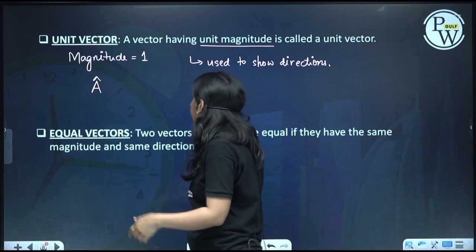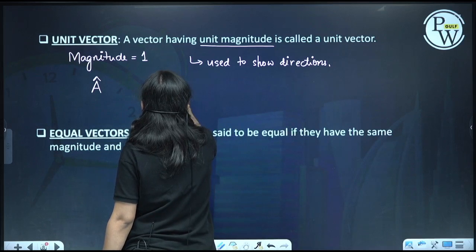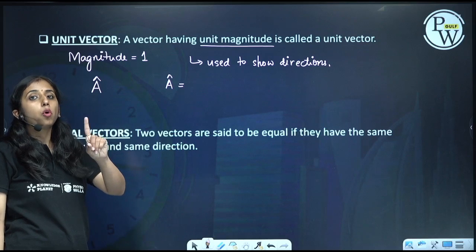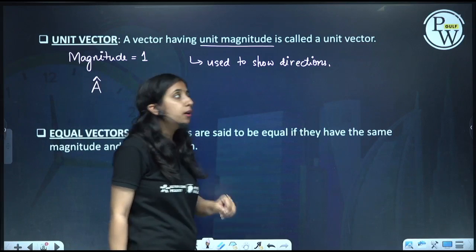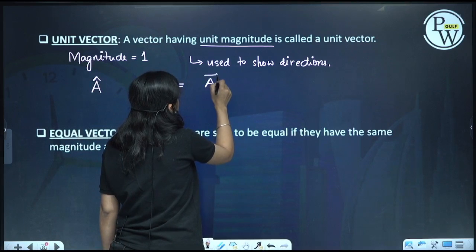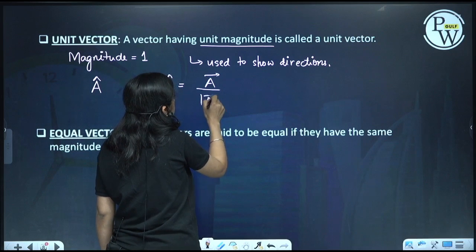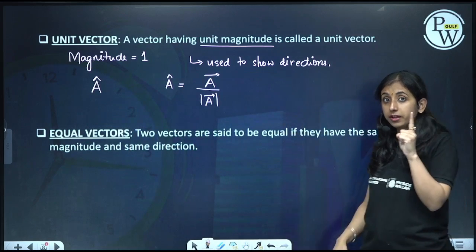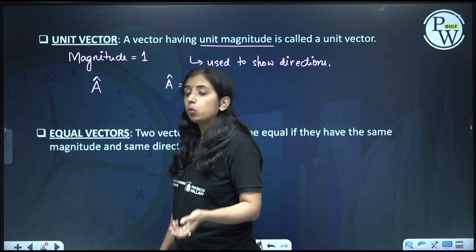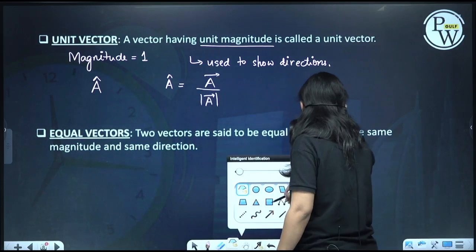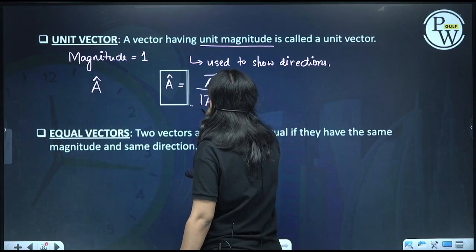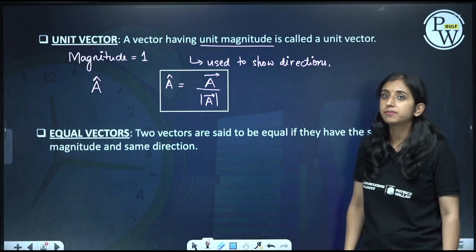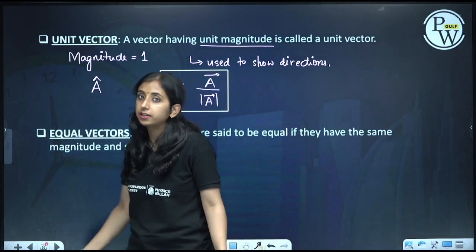Okay, how can we calculate a cap? A vector has both magnitude and direction. Now if we divide the vector by its magnitude, its magnitude will become 1 and we'll be left with only direction. So a cap will be equal to a vector divided by its magnitude.